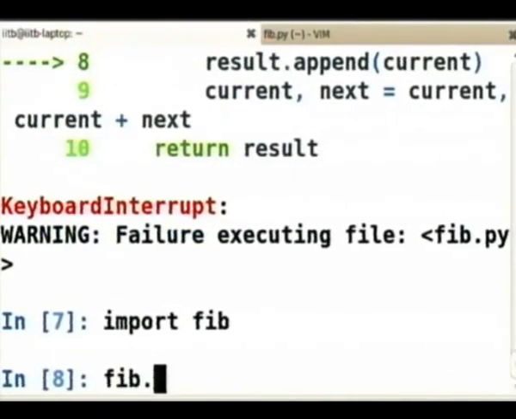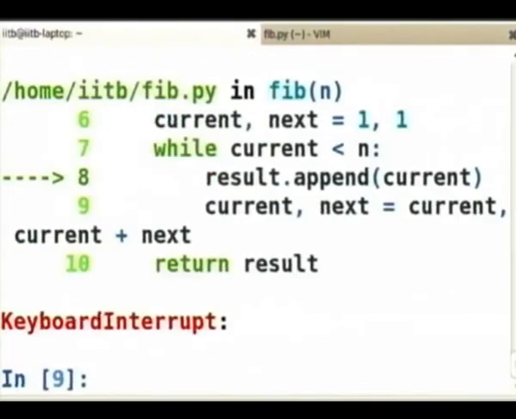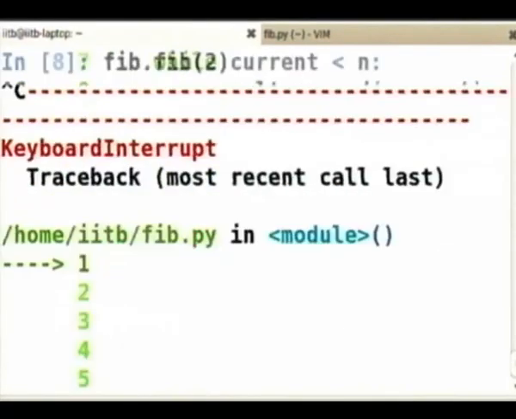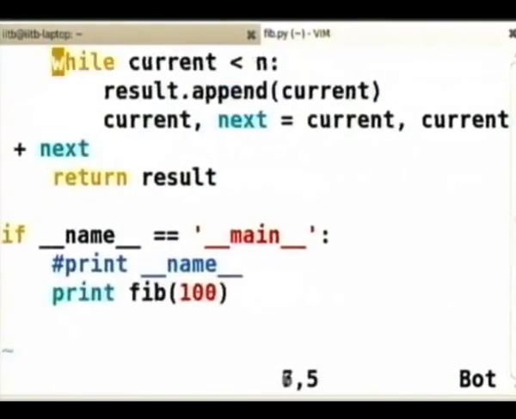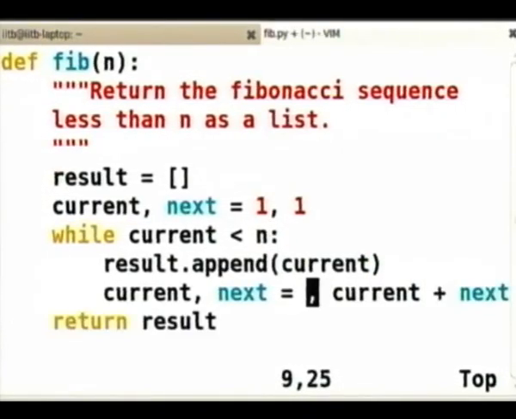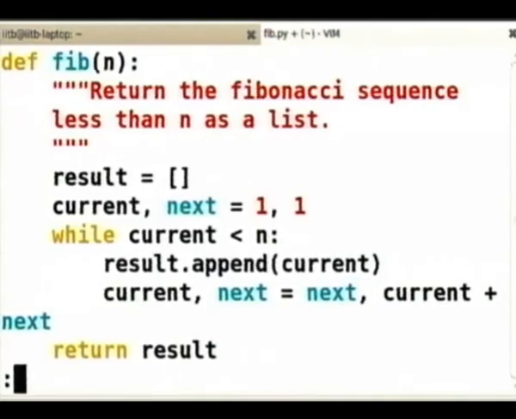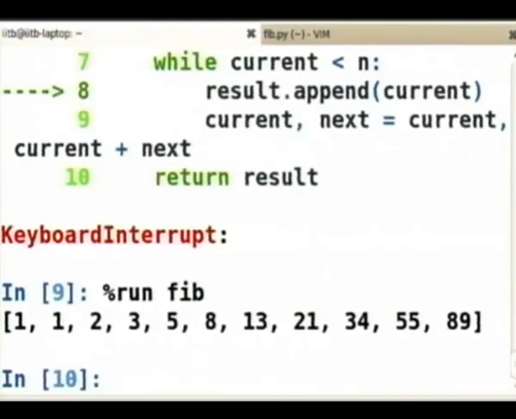Now let me do fib.fib 2. Gone, infinite loop. So to get out, I press Ctrl C, it will get out. What do I do? So I go back, debug, and said, oh, I made a mistake, current should be next. Now import won't work, I have to reload. So let us just run fib again. Now it works. Okay, reload fib.